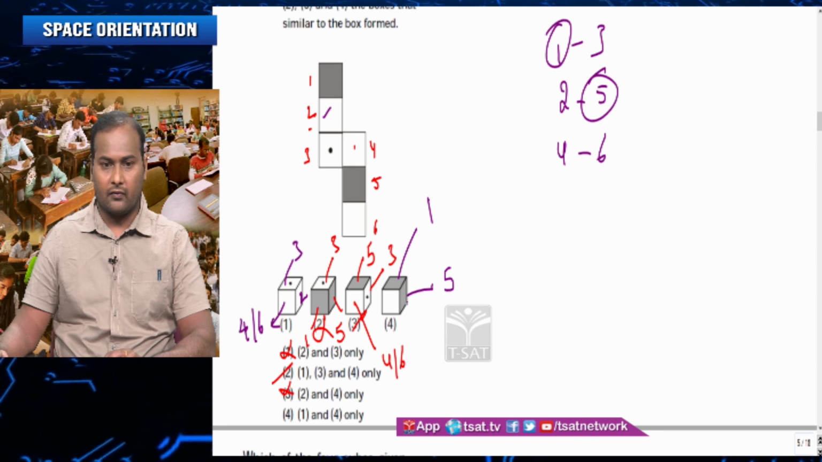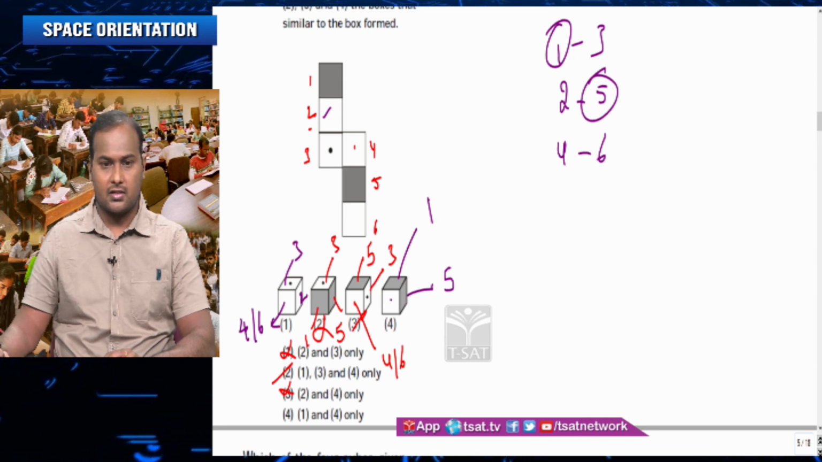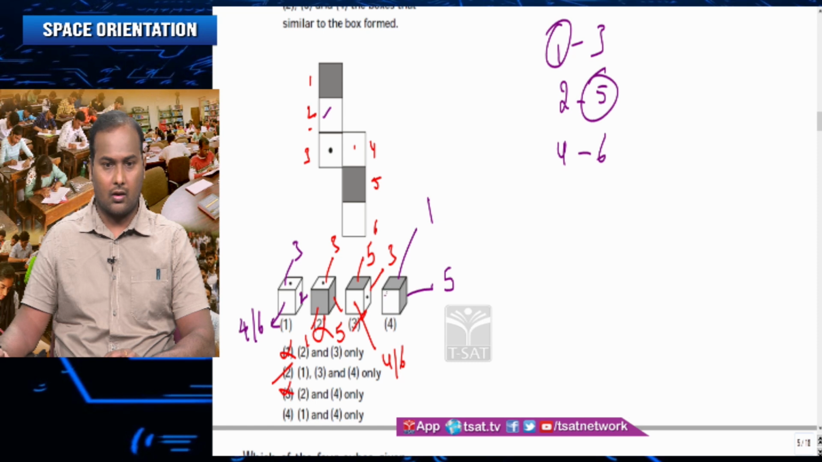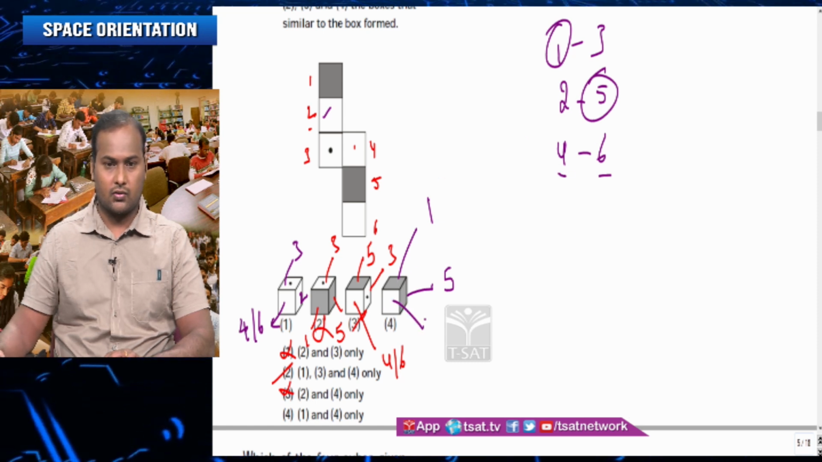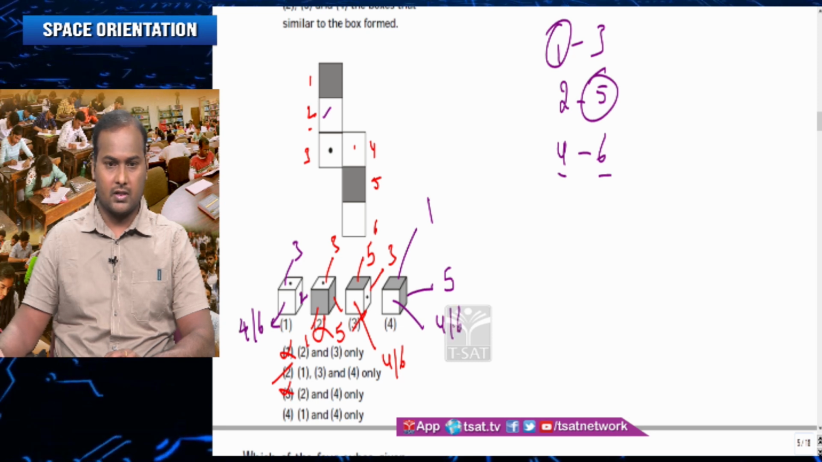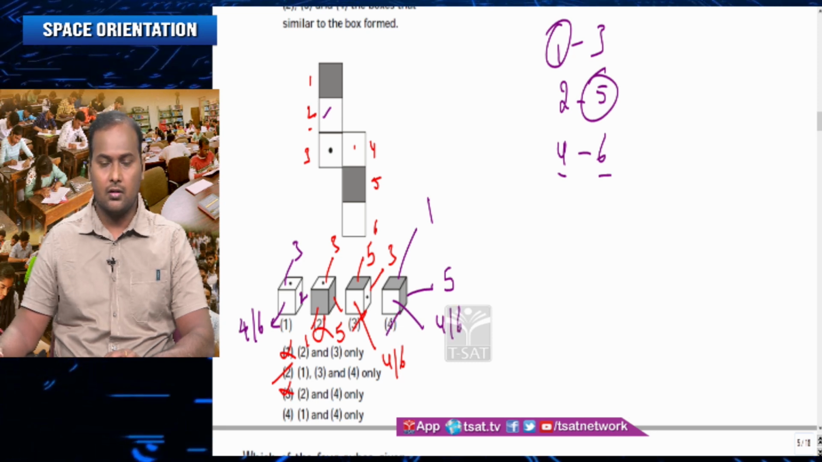And what about the remaining face? The remaining face is white in color or light color. So either 4 or 6 is light color. So your answer will become either 4 or 6. So option 4 is also correct.